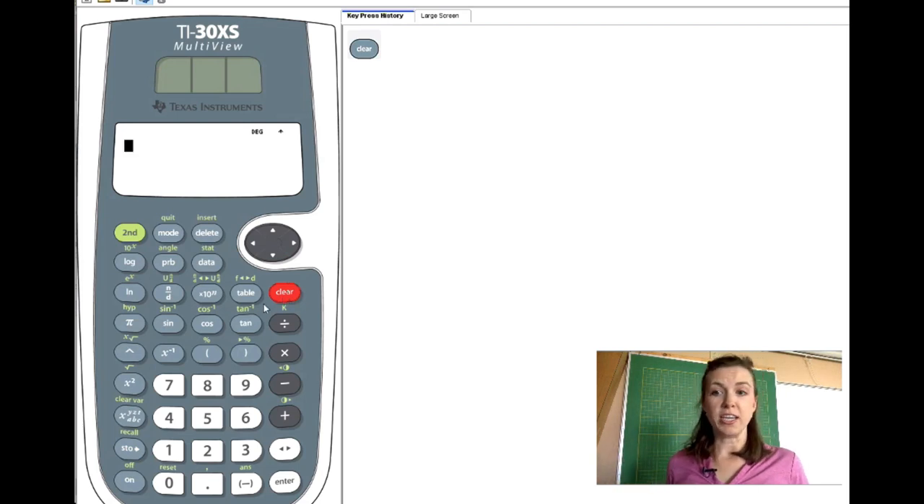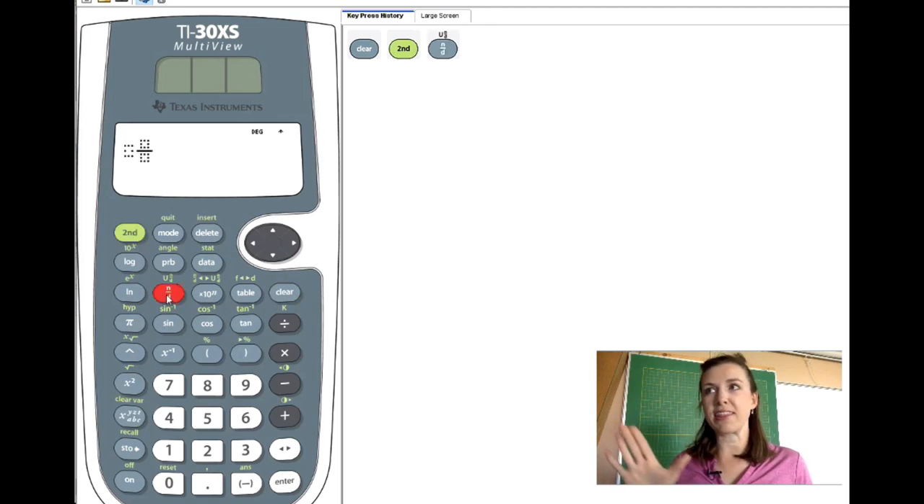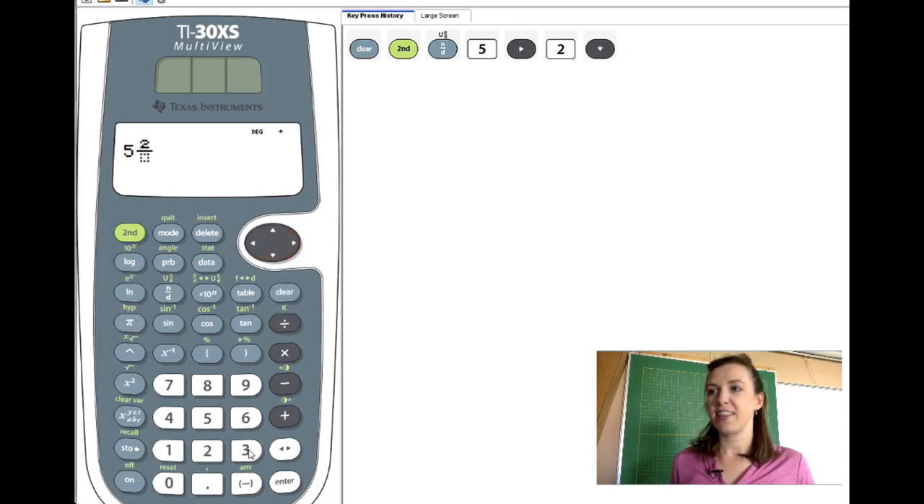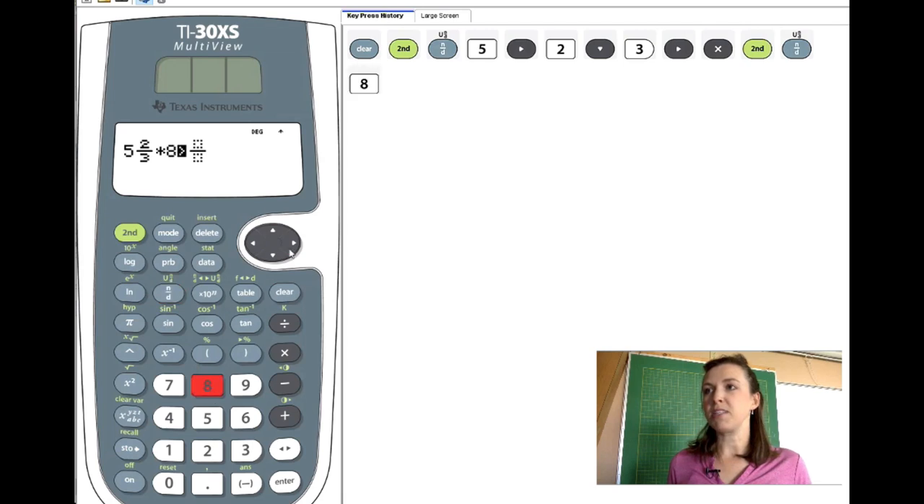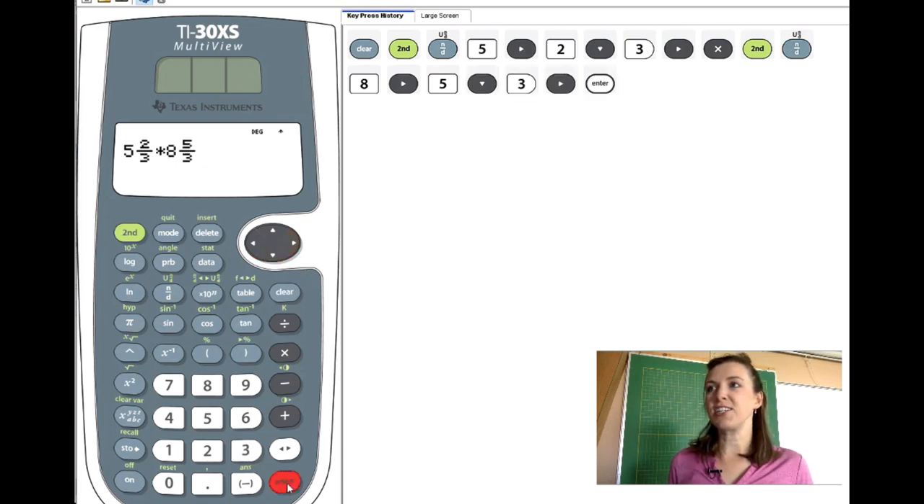Okay, so for a mixed fraction, we are going to hit second, and then we've got the whole number with the numerator and the denominator. So let's say 5, and then we arrow over, 2, arrow down, thirds, and we're going to multiply by. So we're going to hit that second key again, multiply by 8 and 5/3. Enter or equals. Holy smokes, that is a really big number.